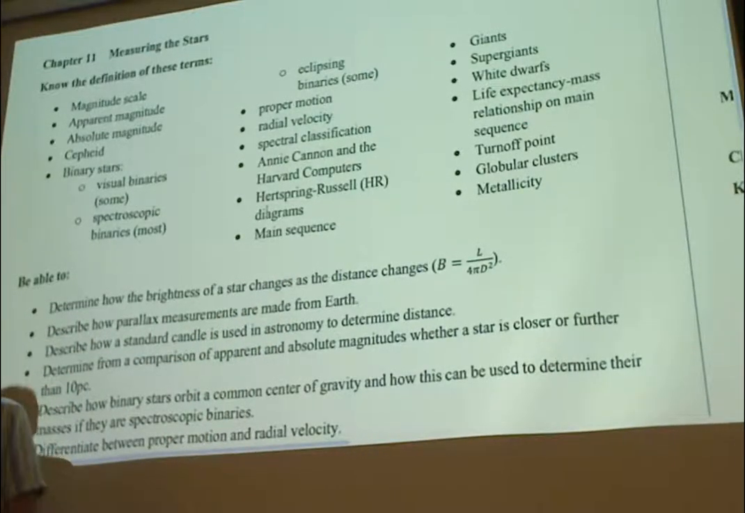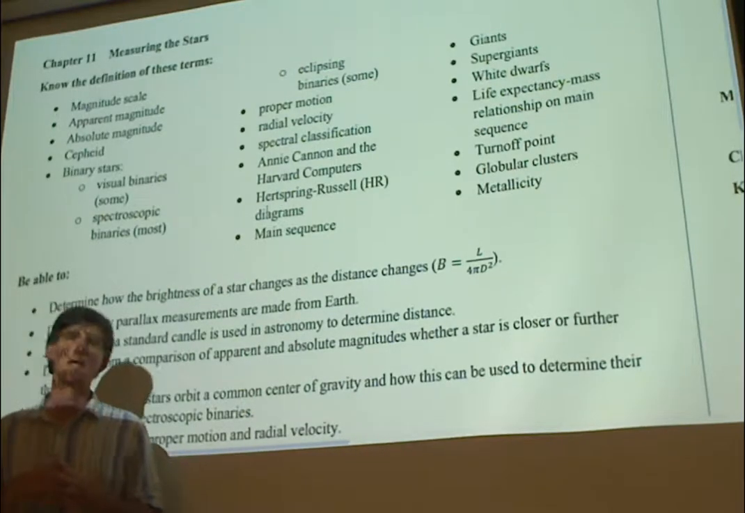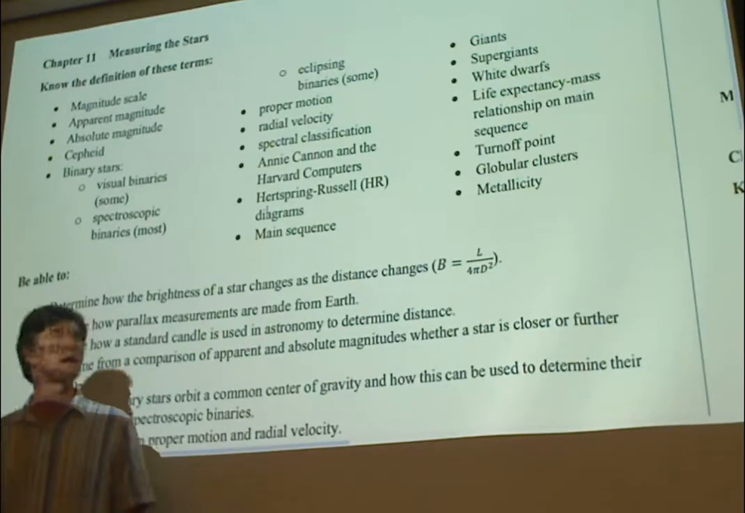What's a giant? A giant is a larger star, but not necessarily hotter. And because it's larger, it produces more light. Supergiant, same thing, except even larger in surface area, and so it produces a lot of light. White dwarfs are very compact, small objects, but very hot. We just found out, 100,000.